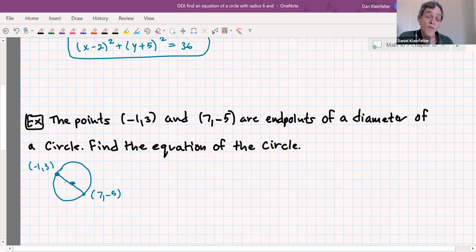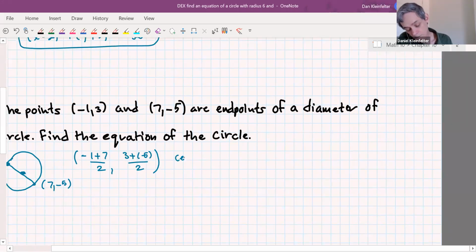So to find the center, I know that the center will be midway between those 2 points. So we'll take the average of the x coordinates. So -1 plus 7, divided by 2. That will give us our x coordinate of the center. And then 3 plus -5 divided by 2 will give us our y coordinate of our center. So the center will be at -1 plus 7 is 6, 6/2 is 3. 3 plus -5 is -2, -2 divided by 2 is -1. So the center will be at (3, -1).